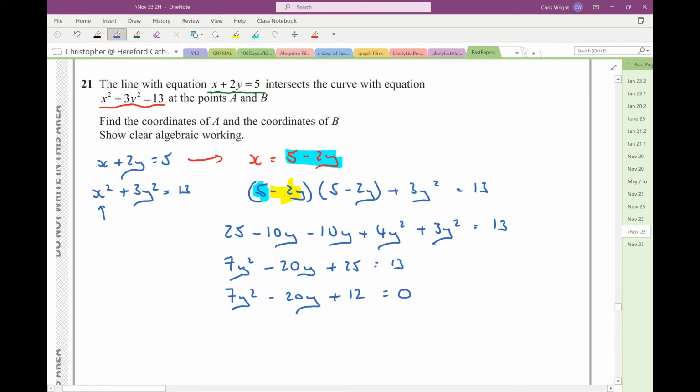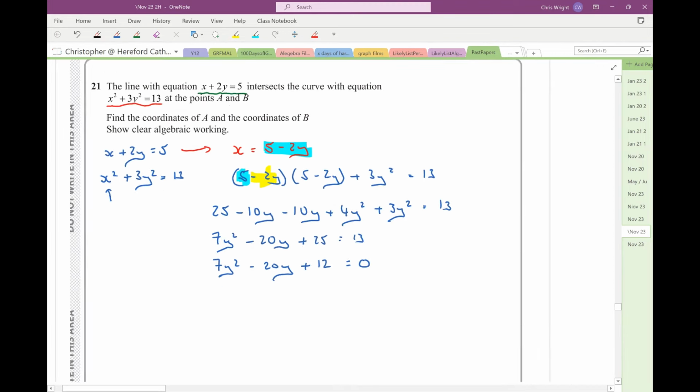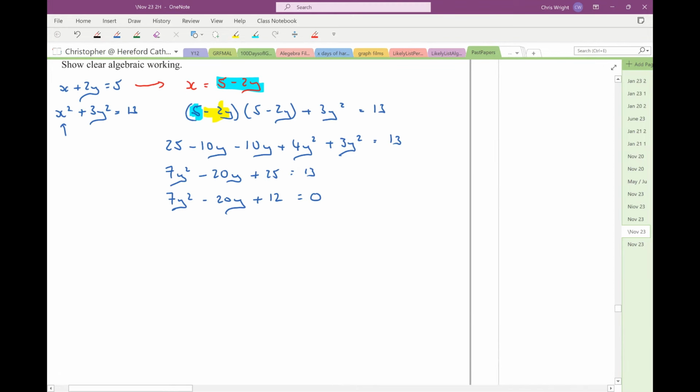Now, I've got to solve this quadratic equation. We could look to factorise it, and perhaps it will factorise, but I'm just going to use the formula. And remember, the formula is given to you at the top on the formula sheet. In this case, it's y equals, not x equals. Y will be minus b, so that's 20, plus or minus the square root of b squared, minus 20 squared, make sure to put that in a bracket, minus 4 times 7 times 12, square root of all of that, all over 2a is 14.